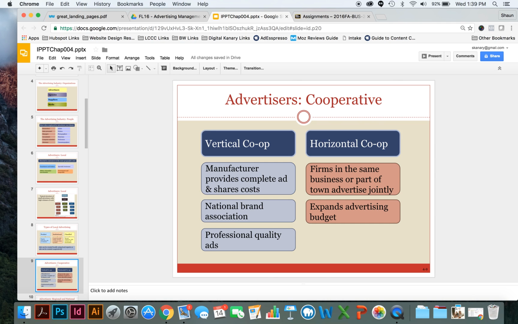Alright, so walk me through what a vertical co-op ad strategy would look like and what a horizontal co-op ad strategy would look like. Talk it out. I'm not looking for a 2 to 3 page paper. One page would be more than enough, and then one ad for each opportunity.